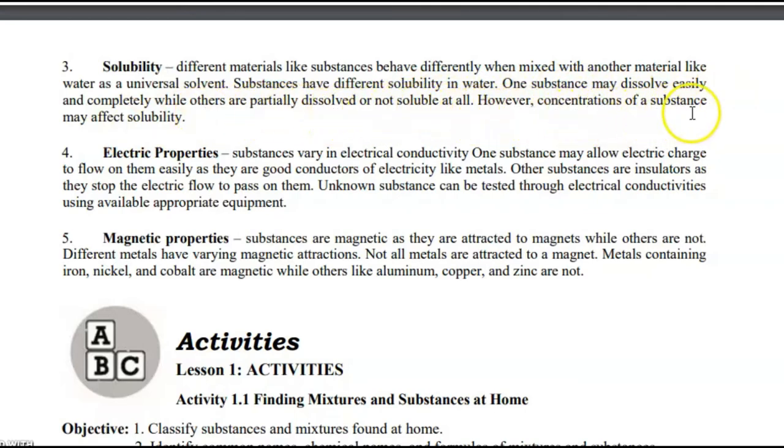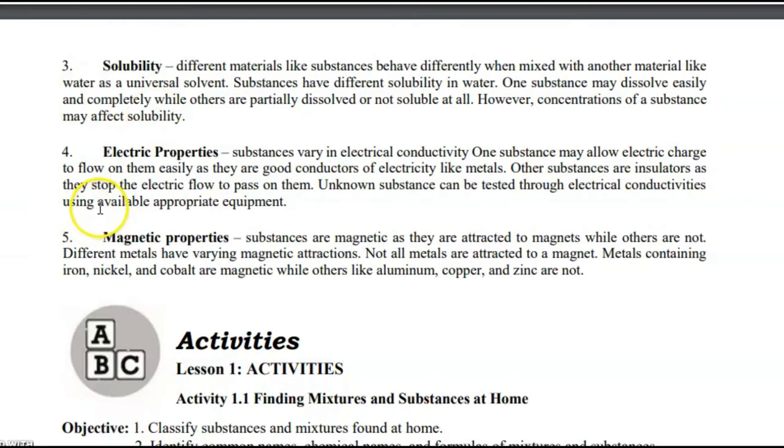However, concentrations of a substance may affect solubility. So, different materials like substances behave differently. Ibig sabihin, hindi lahat ay pare-pareho or sabay-sabay silang kayang tunawin ng tubig or kaya silang madissolve sa water. There are some materials that are soluble in water and there are some materials that are not soluble sa water.